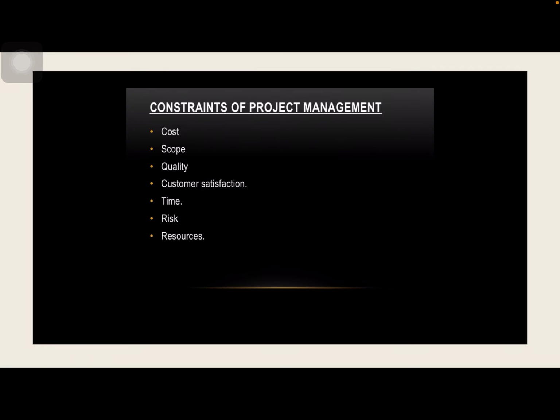So the constraints of project management: first and foremost is cost, because cost is one which hampers the progress. In case the available funds are falling short, the scope of the project has to be clearly identified, and unnecessary broadening will also not help in controlling the project management.